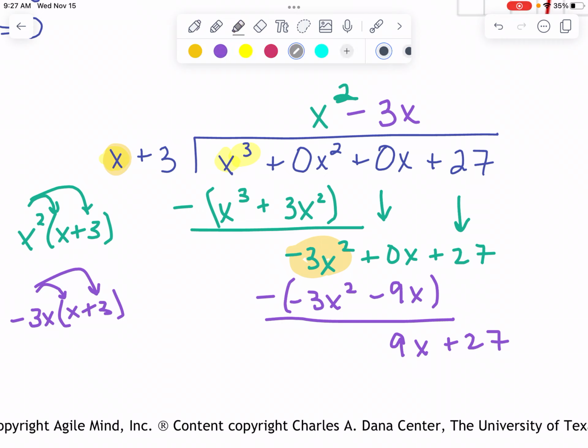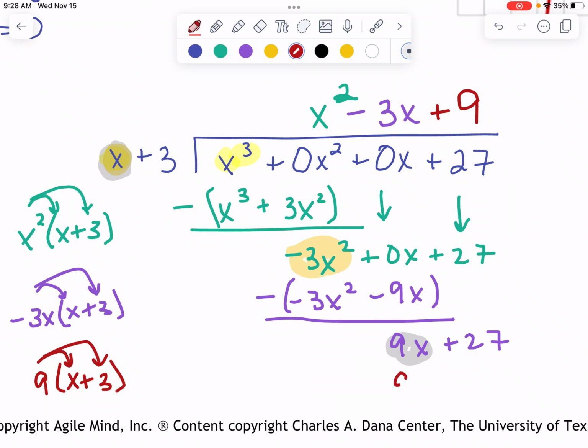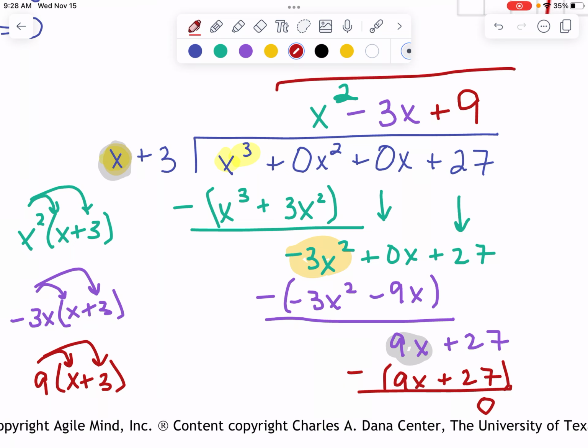All right, now I'm going to take a look at x and 9x, and I'm asking myself, x times what gives me 9x, and that's going to be my 9. So I'm going to take my 9 times x plus 3, distribute that through, and I get a 9x and a positive 27. I subtract that out. 9x minus 9x is 0. 27 minus 27 is 0. So when I divide that out, here's what I get.